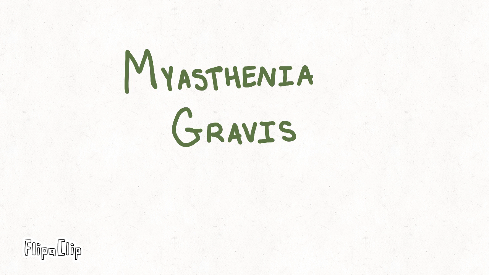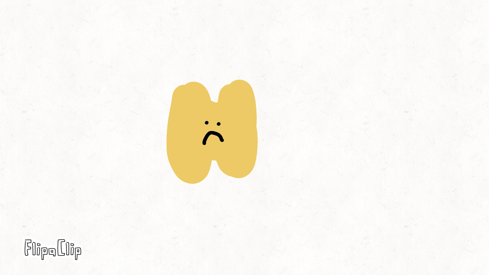One example is myasthenia gravis, an autoimmune disorder and common neuromuscular disease that produces antibodies that block or damage the nicotinic acetylcholine receptors at the neuromuscular junction. This disease produces varying degrees of muscle weakness and is generally treated with medications that inhibit acetylcholinesterase.